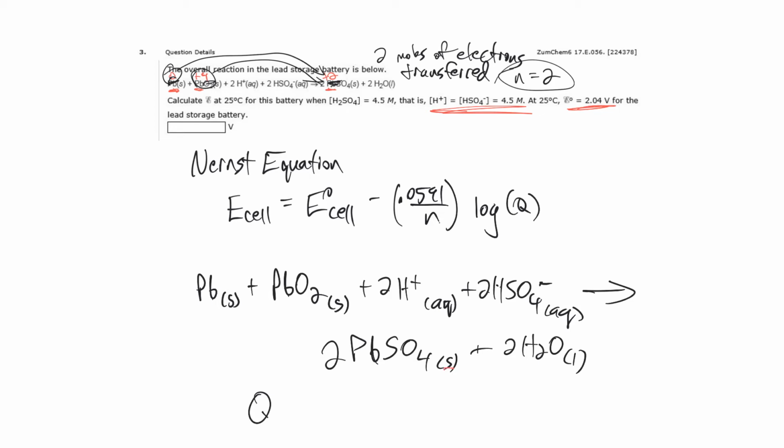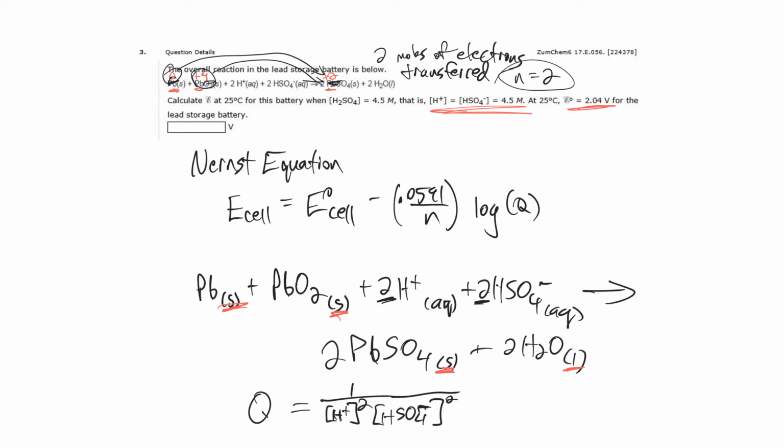Well, as it turns out, there's a lot of solids and liquids. On the product side of the equation, it's nothing but solids and liquids. And on the reactant side of the equation, there are 2 solids. Don't write any of those. So it's just 1 over the concentration of hydrogen, and since hydrogen has a coefficient of 2, it's squared, and bisulfate, and again, bisulfate has a coefficient of 2, so square that one. And that's it. None of the other chemicals in the equation belong in the reaction quotient.